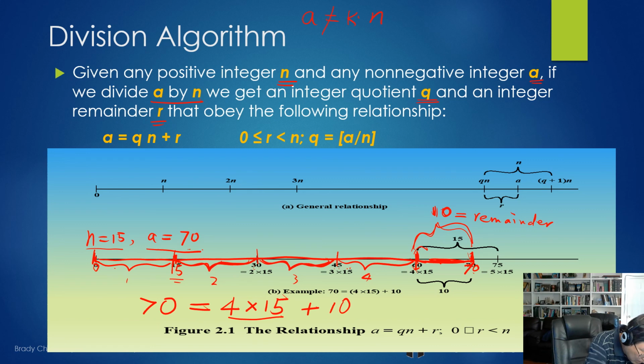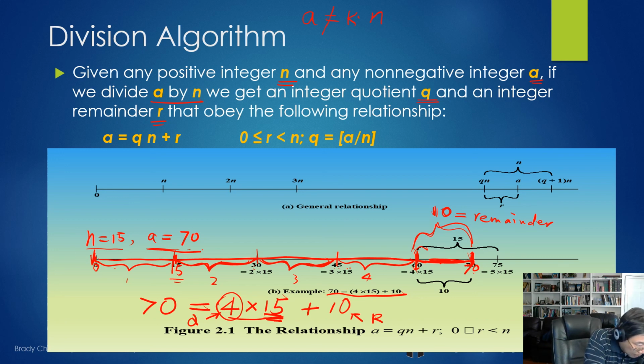So we can write the whole length A as 4 fragments of 15 each. So 4 is the quotient, and 10 is the remainder. So we can write 70 as 4 times 15 plus 10.